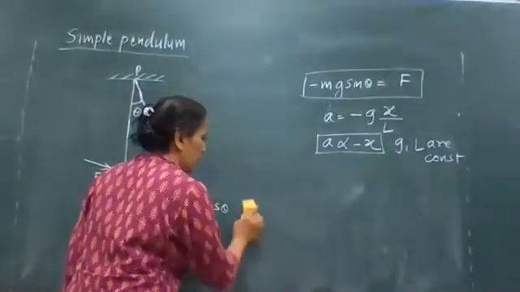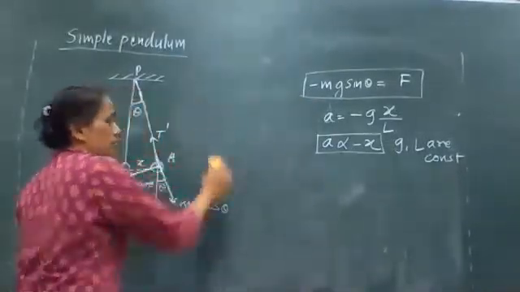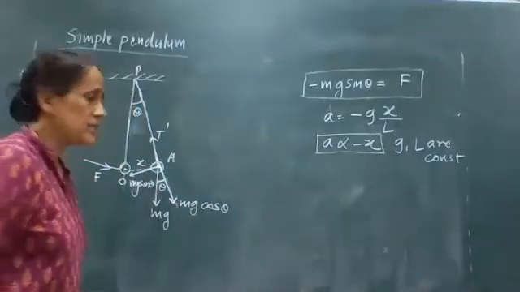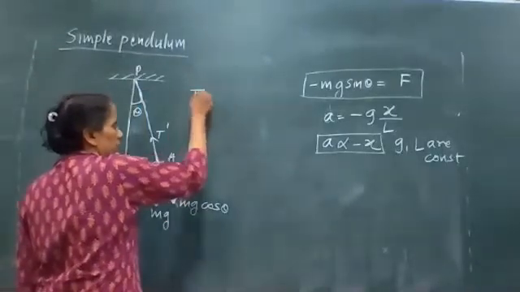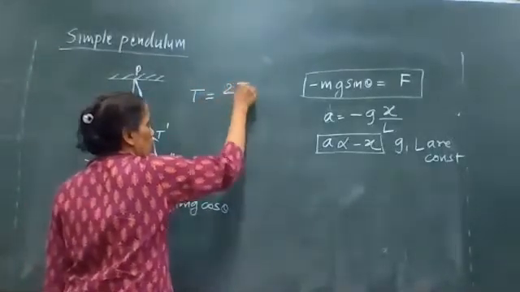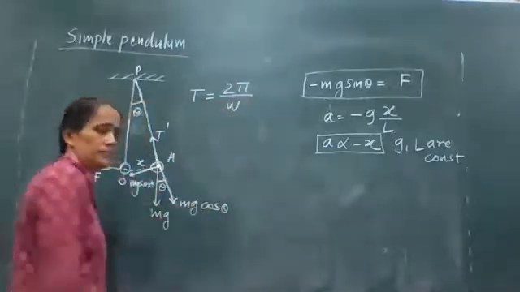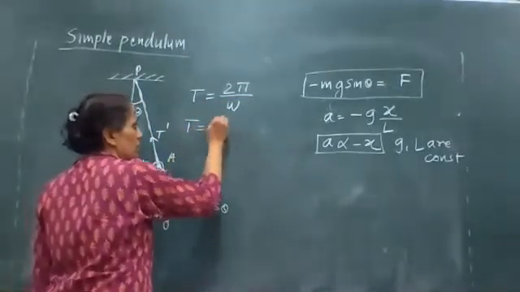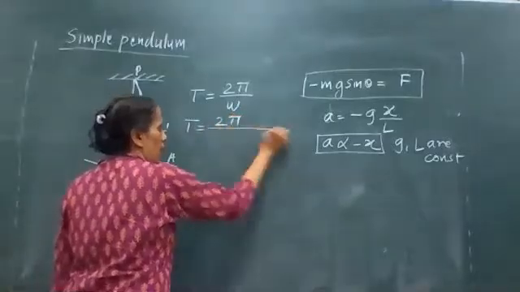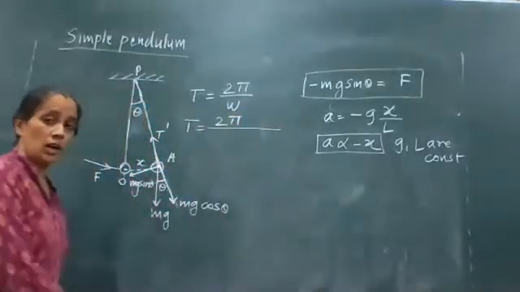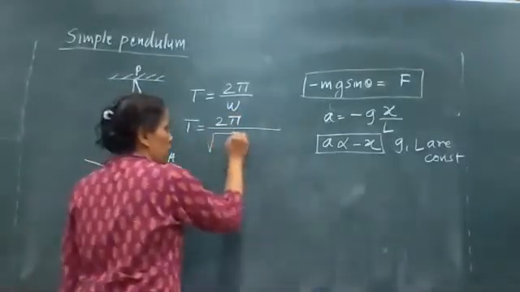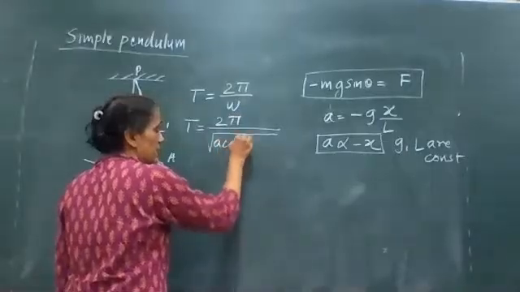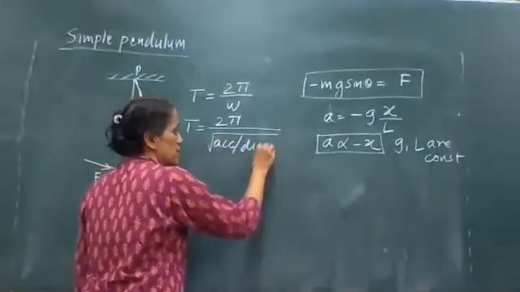So now, for the period of the simple pendulum, I can say that period T is equal to nothing but 2 pi upon omega. This is the formula. Where T is equal to 2 pi under root of, instead of omega, I can write that omega is nothing but the acceleration per unit displacement.